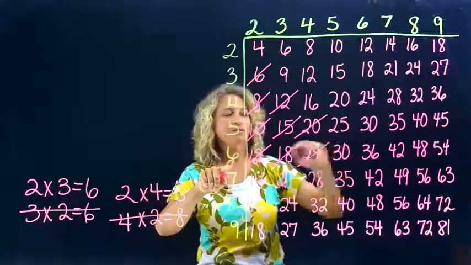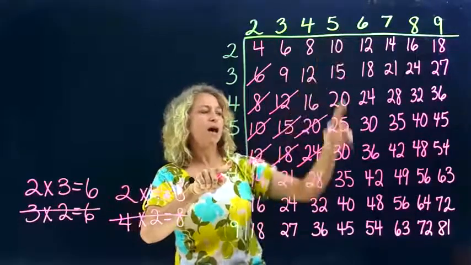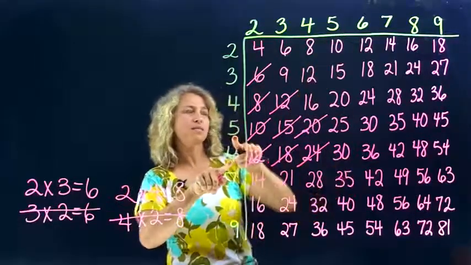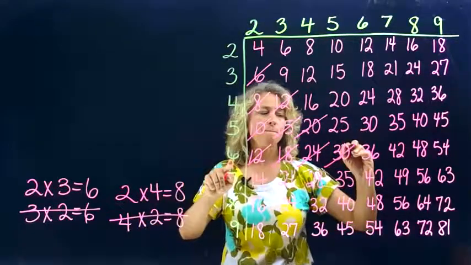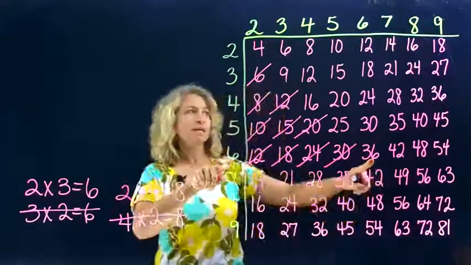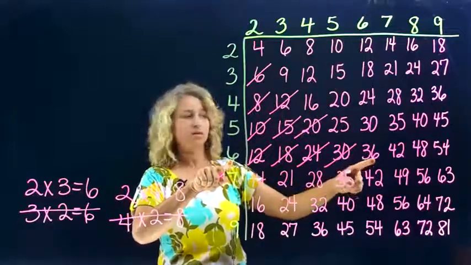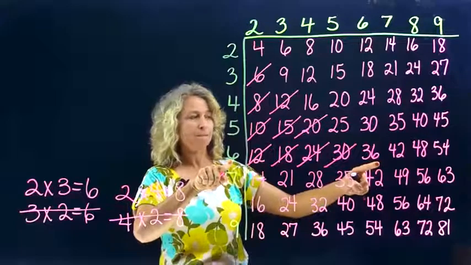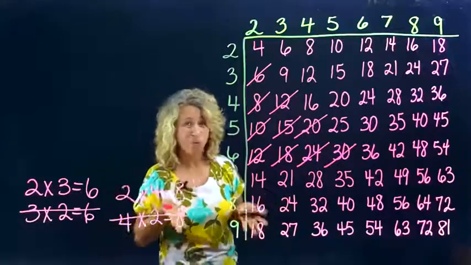Cross it out. Let's see if we can keep going. 6 times 5 is 30, but 5 times 6 is also 30. Cross it out. Here's a new one. 6 times 6. We can't cross this one out because here's a fact we'll still need to know. Now, 1, 2, 3, 4. Did you guess we were going to cross out 4?